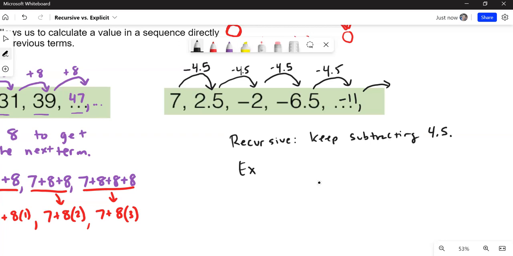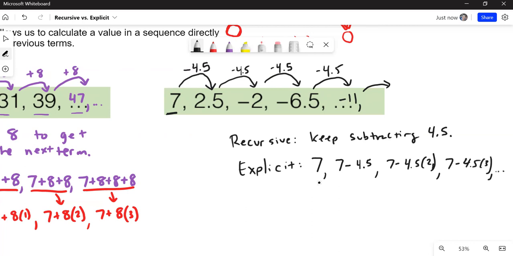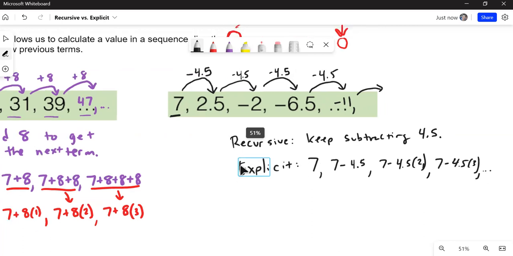So I would like to think about, okay, explicitly what's going on. Well, explicitly what's going on is I started at 7, just like the other sequence, right? But each time I get to the next term, I subtract a 4.5. So the first term is 7. The next term is 7, take away a 4.5. The next term is 7, take away 2 4.5s, so 4.5 times 2. The next one would be 7, take away 4.5 times 3, and so on. That's more explicit to think about, so that any term could be found by subtracting some number of 4.5s.